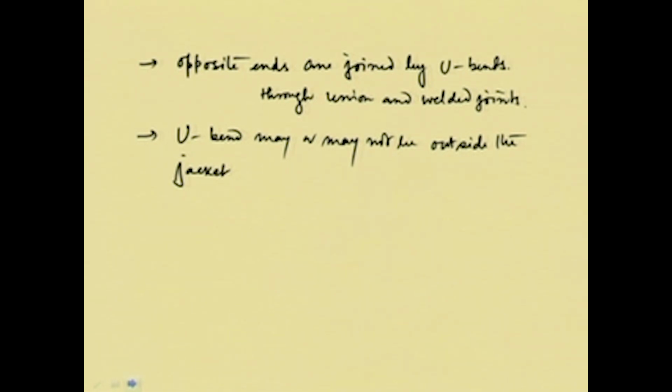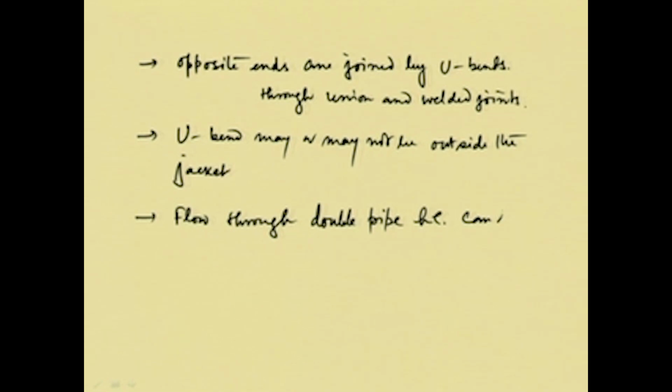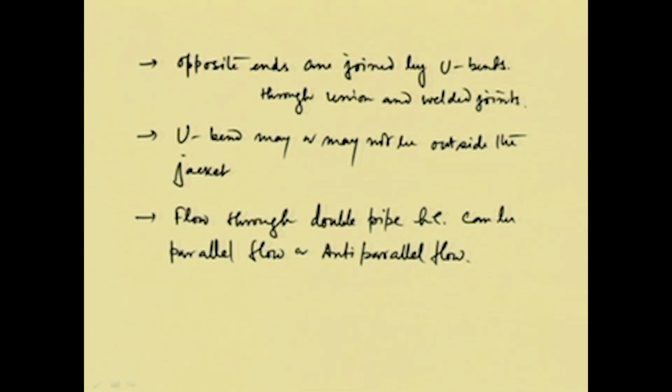Then, as I told you, the flow through a double pipe heat exchanger can be parallel flow, or parallel flow or anti-parallel flow. These are also called co-current flow or counter current flow.